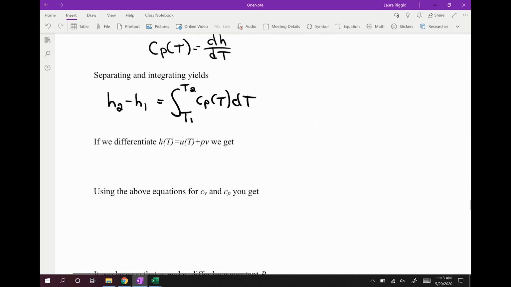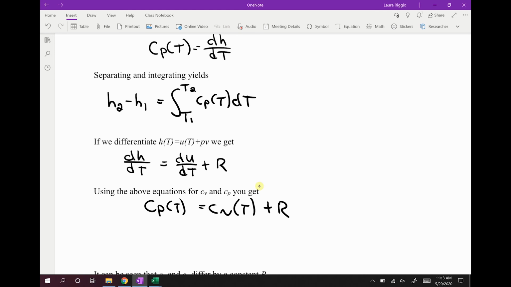If we actually differentiate the definition of enthalpy, we get that dh/dT is equal to du/dT plus R, using the fact that Pv is equal to RT. If we plug in our definitions of Cv and Cp, we get that Cp is equal to Cv plus R, which is also true on a molar basis. So our two specific heats vary by a constant, and that constant is the gas constant.